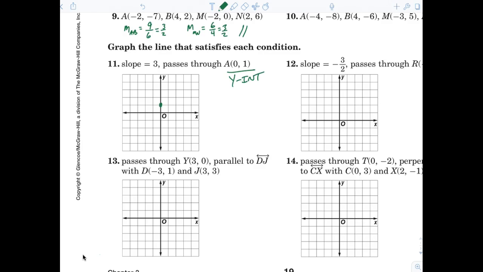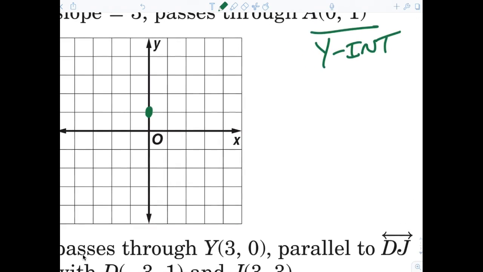Now what's the slope? 3, so that means up 3 over 1. You just go up 3, 1, 2, 3, over 1. And then, again, you draw your line. Everybody happy with that? All right. Now, here we go.